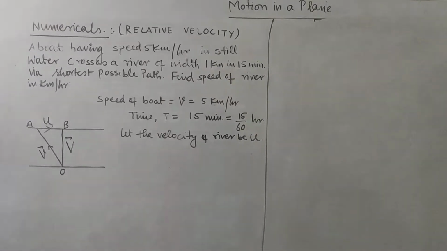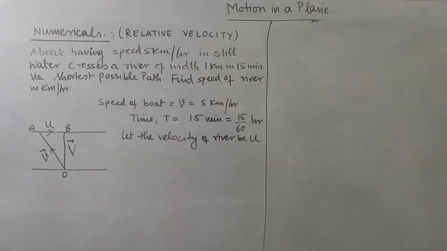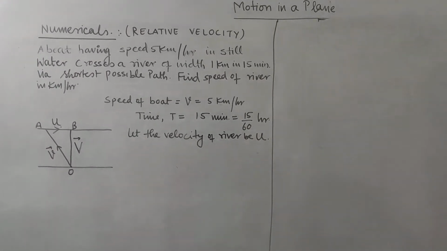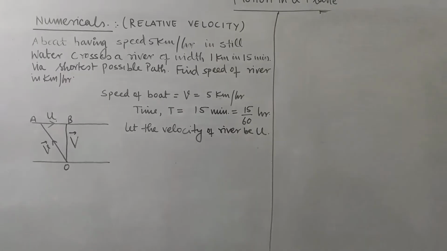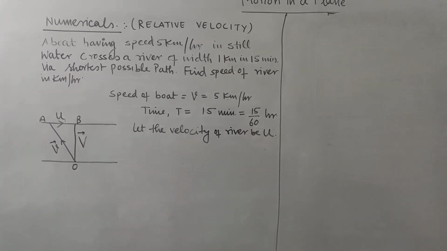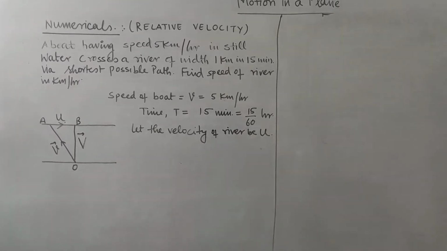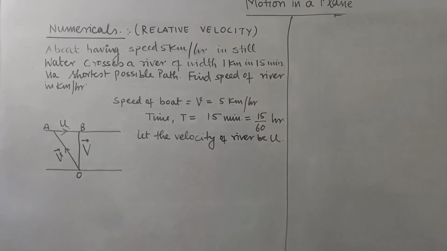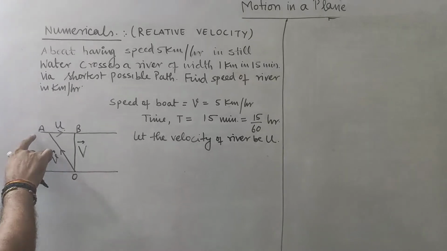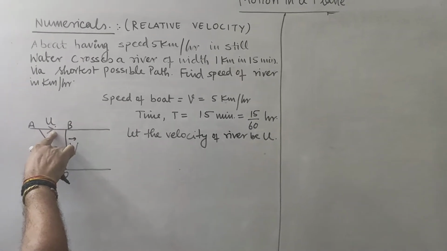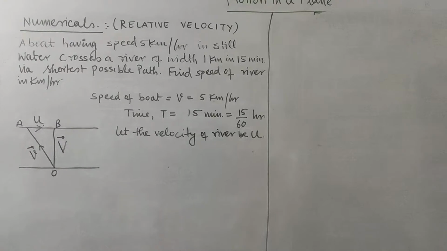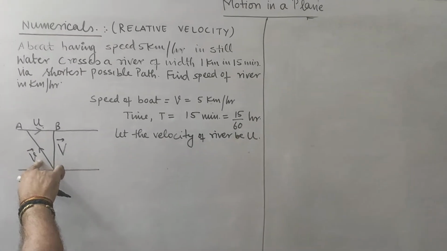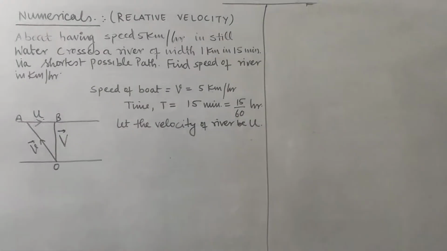Now let us do the numericals of relative velocity. Here in this question, a boat is moving in the river with a speed of 5 km per hour in still water. The river is flowing in this direction, and let the velocity of the river be u, and the velocity of the boat is v, that is 5 km per hour.